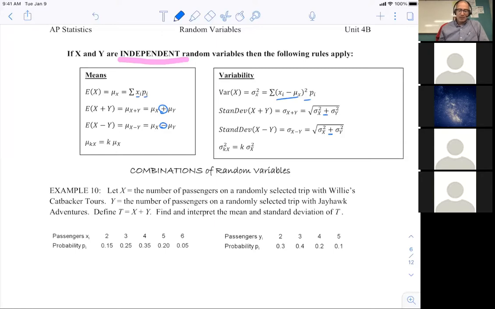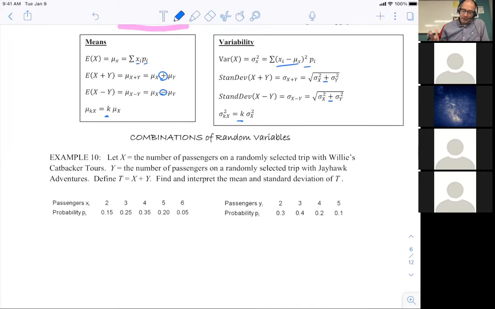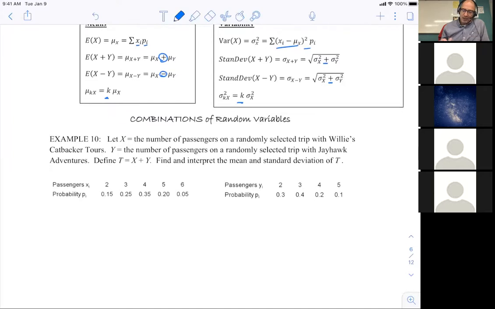And if there's any type of scalar multiplication, here it is down here. That was on the previous one where we got that $500 bonus, or that $300 bonus. So it's a similar style of problem. Let X be the number of passengers on Willie's Catbacker Tours. Y is the number selected on Jayhawk Adventures. Define T as X plus Y. Find and interpret the mean and standard deviation of T.